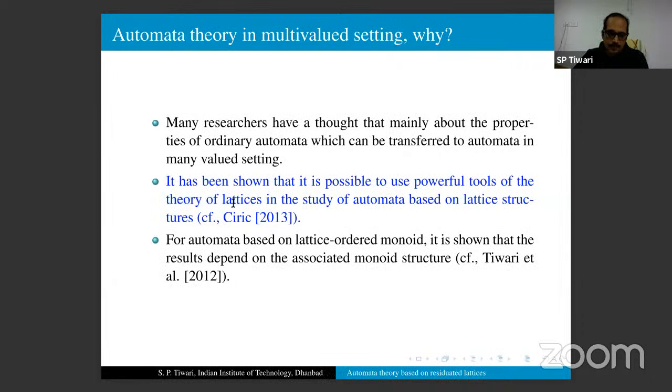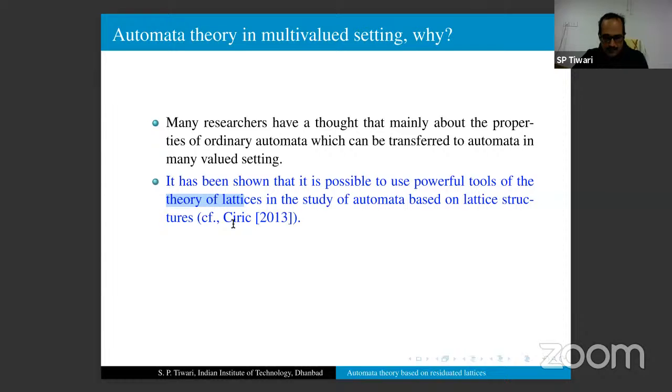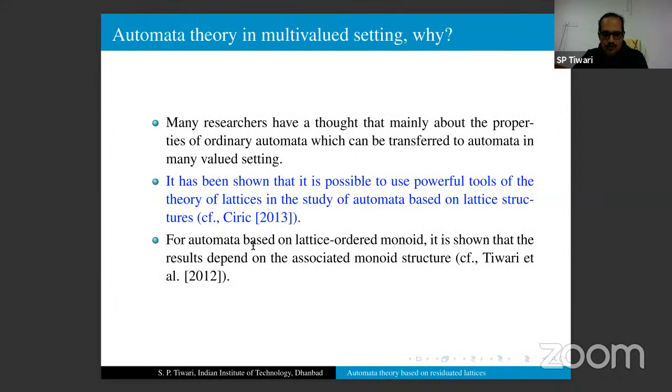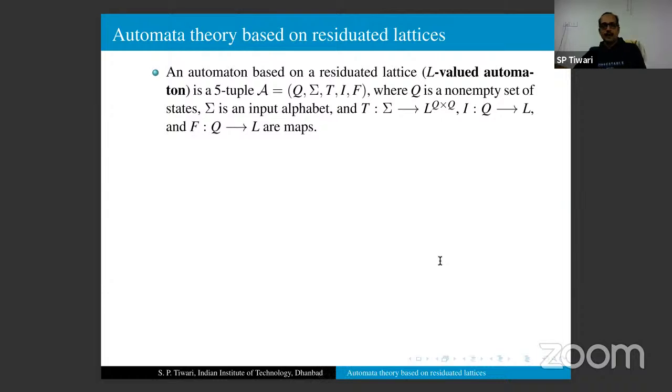And this has already been seen by us that if we are discussing automata theory in the framework of a lattice ordered monoid, then most of the algebraic properties of automata theory depend on the available monoid structure. So if we go to the framework of the residuated lattice, this is our residuated lattice valued automaton.